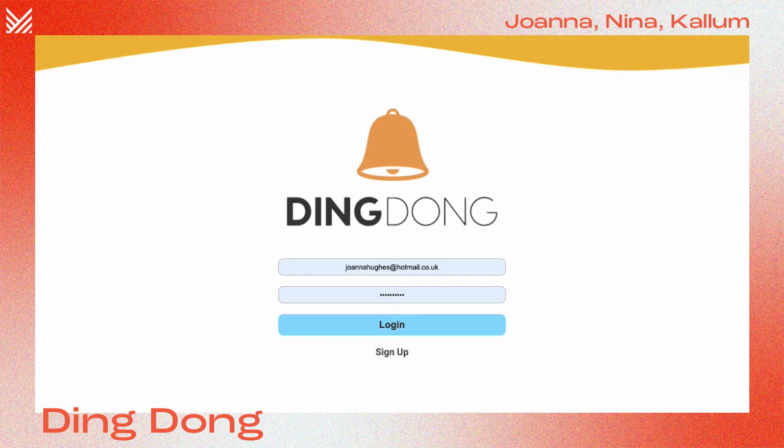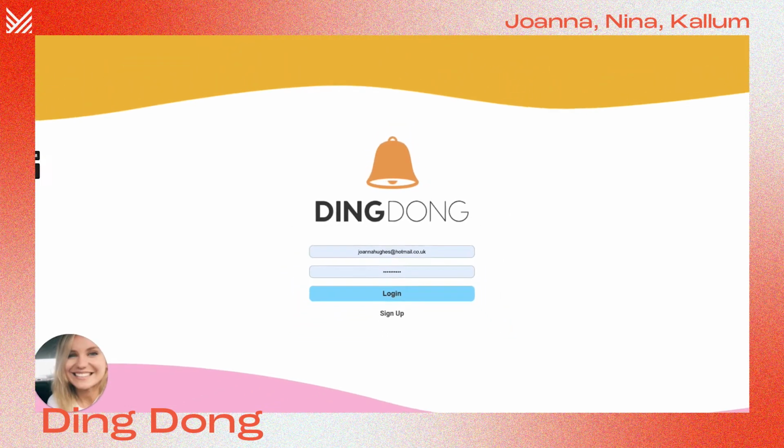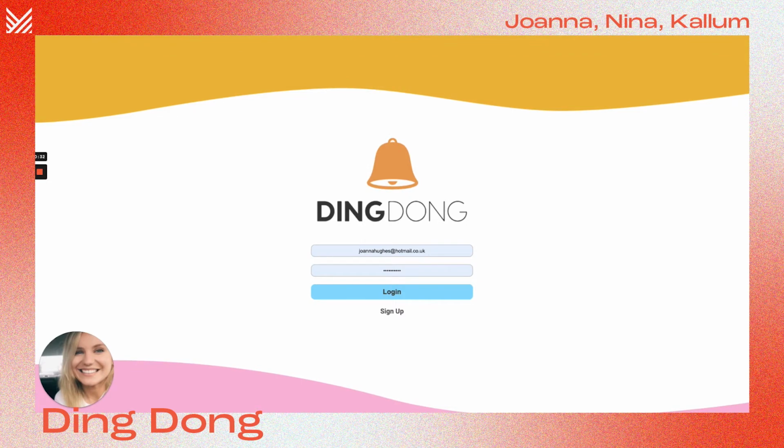Hi, I'm Kallum Tolkien. And the project I've been working on is called Ding Dong. Ding Dong is a responsive React web application for apartment concierge services to let tenants know parcels are ready to be collected from reception. The inspiration behind Ding Dong came from my experience living in my previous apartment building.